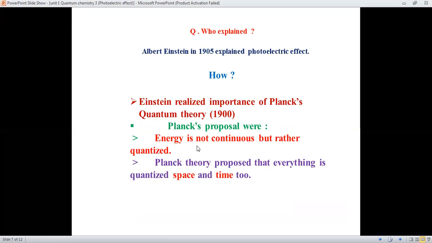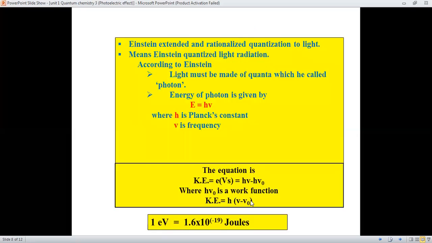And even Planck extended his proposal that everything can be quantized, including space and time. So what is quantization? Suppose we want to quantize energy, then we divide it into an infinite number of things, assume the smallest unit, and then express the whole thing as an integral multiple of that small unit. So that is quantization. What Einstein did was quantize the light radiation itself.